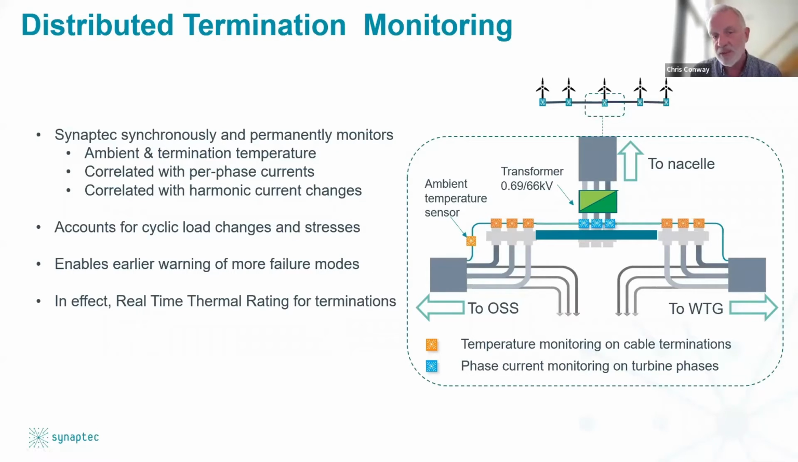We can also effectively provide a real-time thermal rating for terminations as well, because those are effectively the bottlenecks in the circuits. If we're applying real-time thermal rating, certainly to inter-array cabling, those would be where the bottlenecks are located, as opposed to within the cable. So that's another reason for extending the monitoring from cable to terminations when it comes to real-time thermal rating of those circuits.